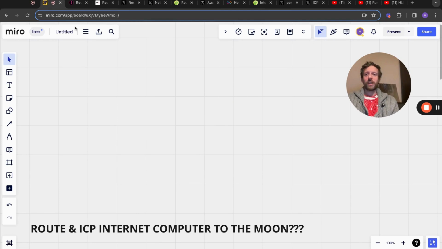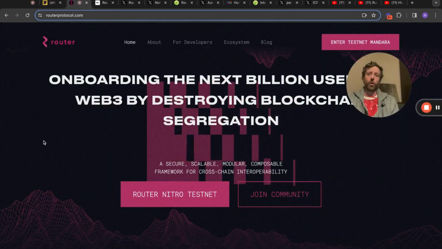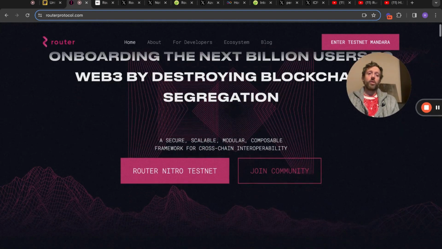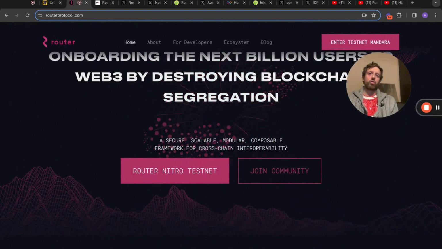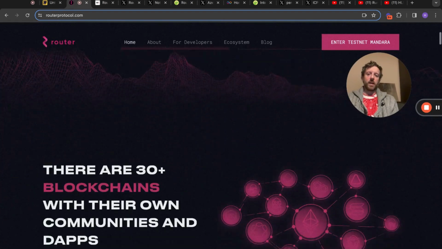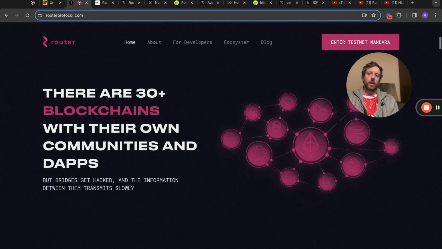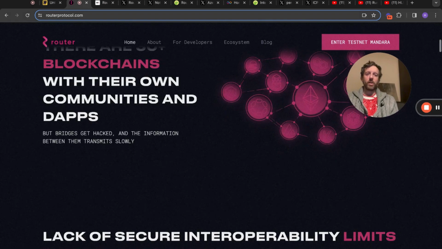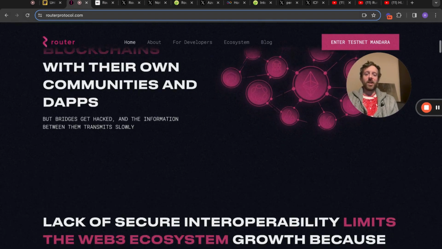It's a great song. So first of all, we'll have a quick look at Router, or Root as it's called. It was onboarding the next billion users to Web3 by destroying blockchain segregation. Now, there's a few things I want to touch on with regards to this. There are 30 blockchains with their own communities and dApps, but bridges get hacked and the information between them transmits slowly. There's more on the hacking side a little bit later on.